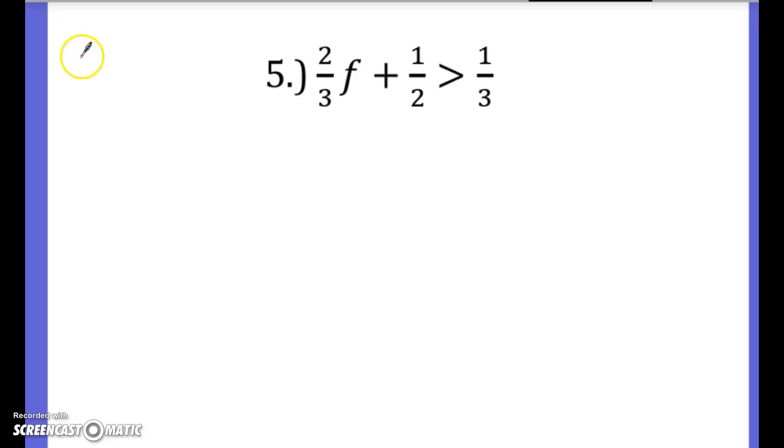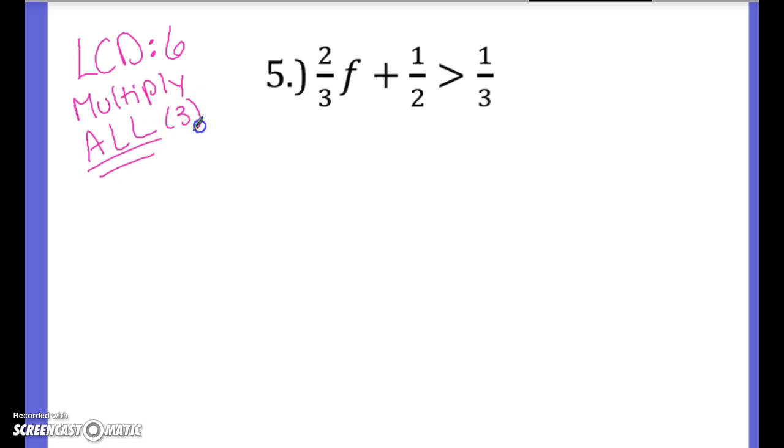Now this one, to get rid of your fractions, remember you need to find the least common denominator. In this case, it is from 3, 2, and 3, 6. So you multiply all, in this case it's 3 terms, by the LCD. So I'm going to put times 6, times 6, times 6. Now when you multiply, it's really 6 over 1, 6 over 1, 6 over 1.